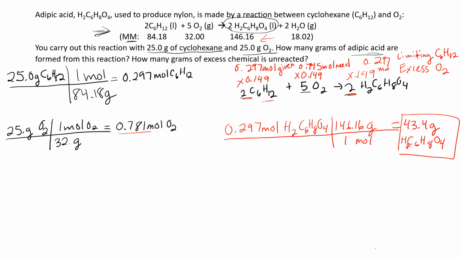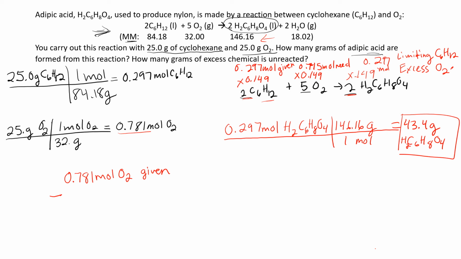All right, now let's tackle the second question. So our second part again says how many grams of excess chemical is unreacted. So we want to figure out how much is left over. So again, I'm going to go back to my list. My excess is O2. So I'm going to say, all right, how much O2 was I given? Well, I've already converted it to moles. So I have 0.781 moles of O2 that I was given. And I'm going to subtract how many moles was used.